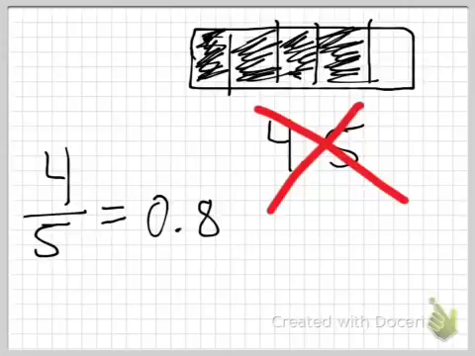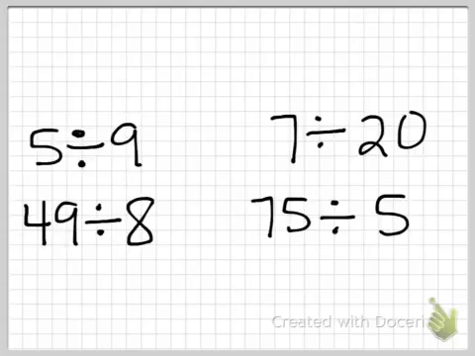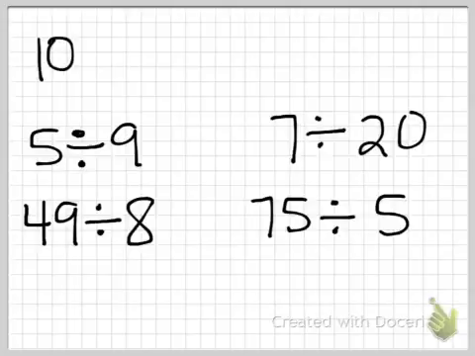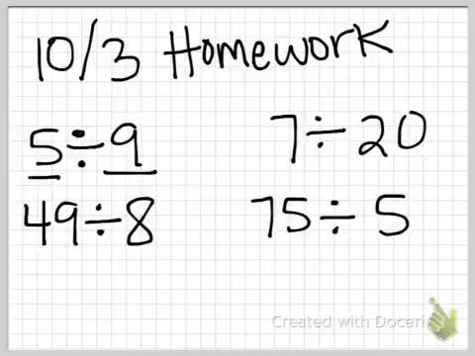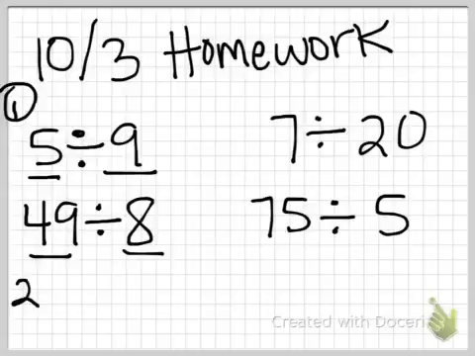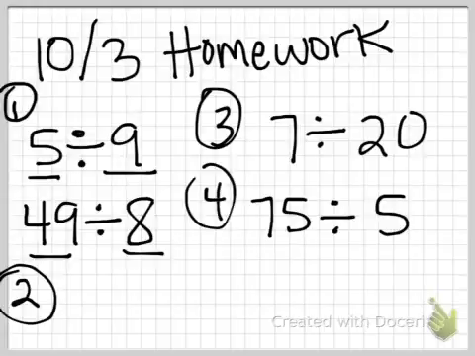Okay, so we're going to go ahead and continue on. These are the problems that you're going to have to solve for homework. This is today's homework, 10-3 homework. We have 5 divided by 9. That's one problem. 49 divided by 8. So let's actually number these. This one's 1, this one's 2, 3, and 4. 4 problems for homework.